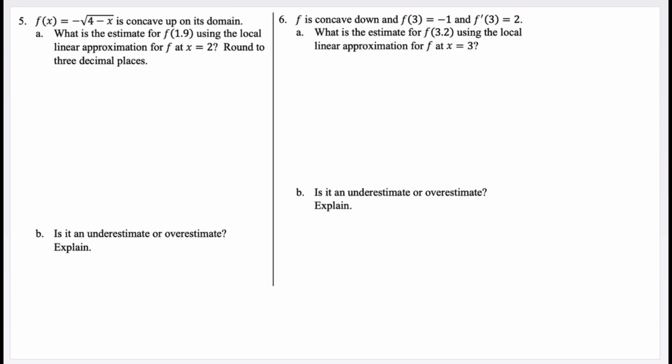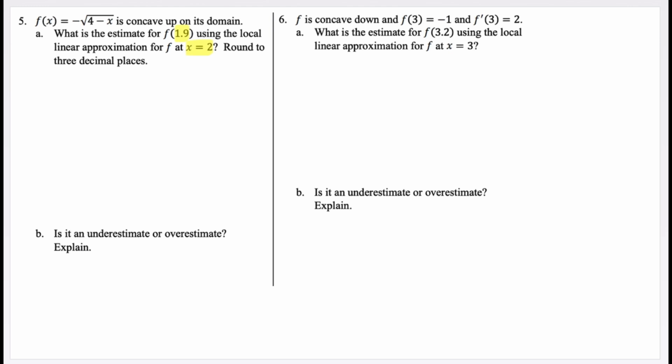All right, so now for examples 5 and 6. For number 5, we have a function f of x equals negative square root of 4 minus x. It's concave up on its domain. What is the estimate for f of 1.9 using the local linear approximation for f at x equals 2? Round to 3 decimal places. So it's telling us to use the tangent line at x equals 2 to estimate what's going on at 1.9.